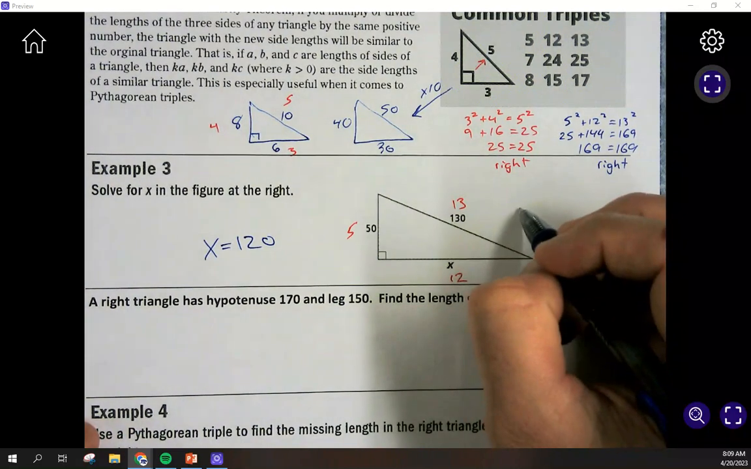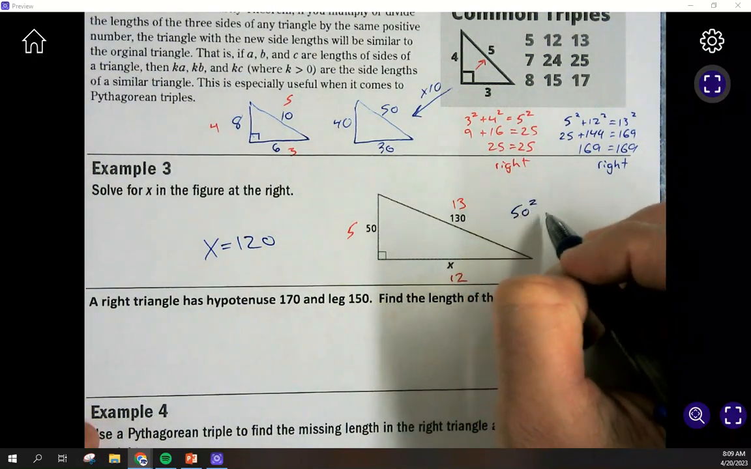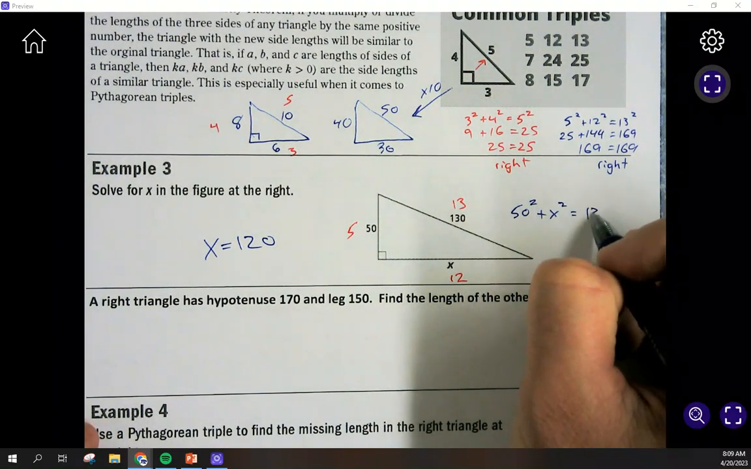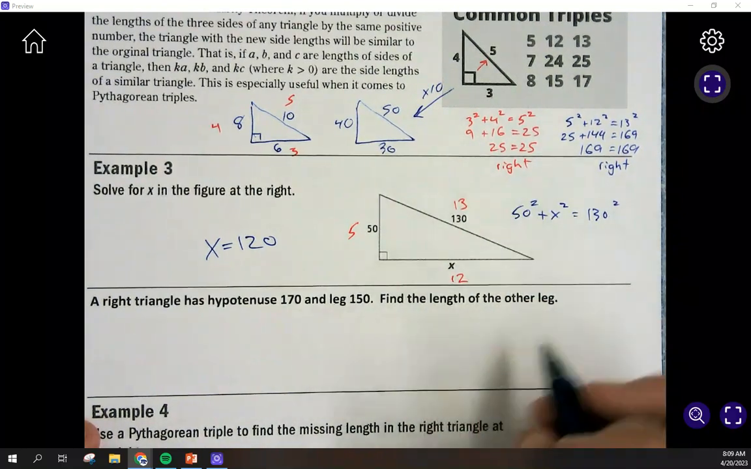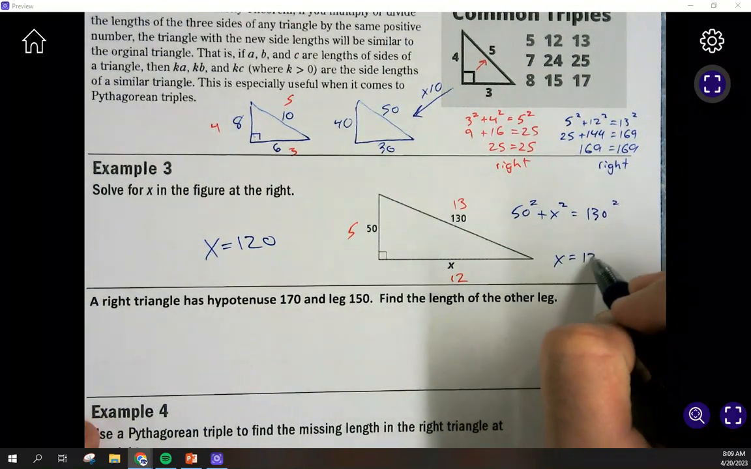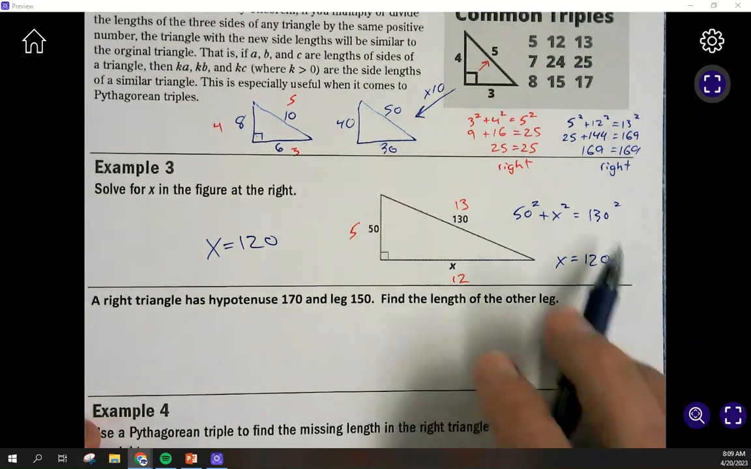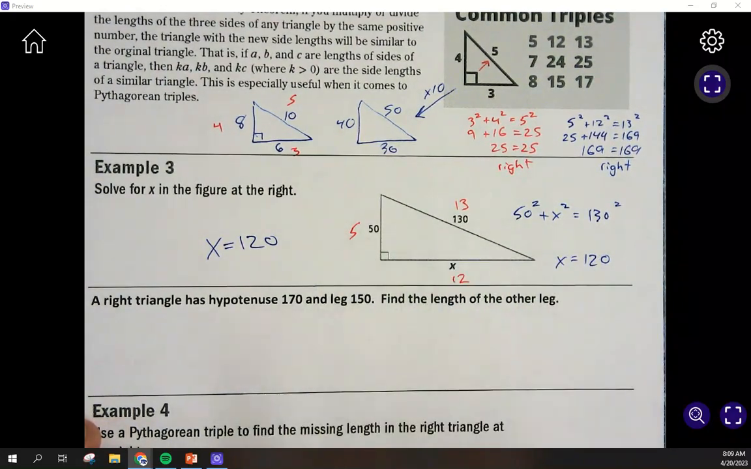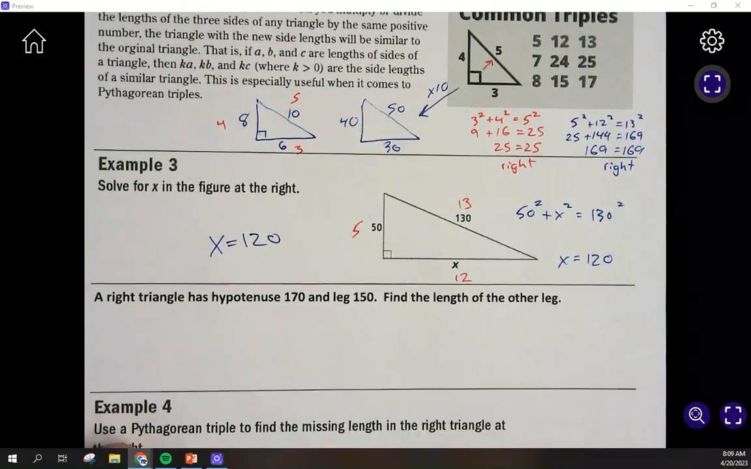Again, if you ran it out, I'm not going to run it all the way through, but you would do 50 squared plus x squared equals 130 squared. And if you ran that all the way out, you would end up with x equals 120. You would. But we now no longer have to do that if we recognize one of these special triples. So that's what we're looking at here.